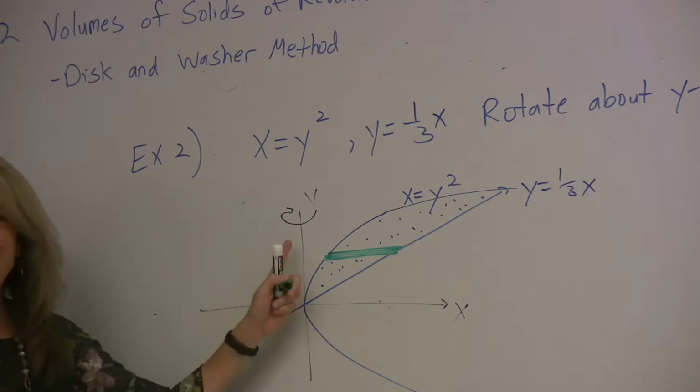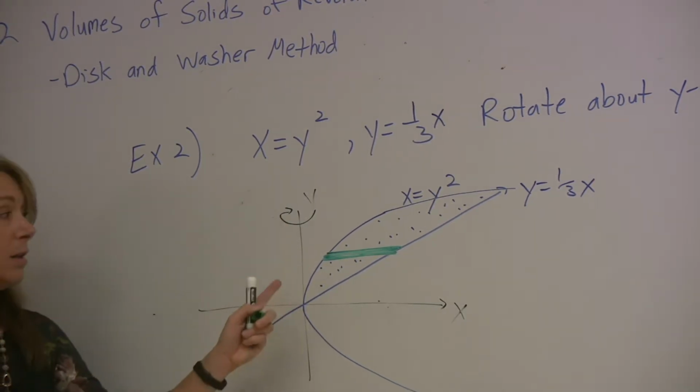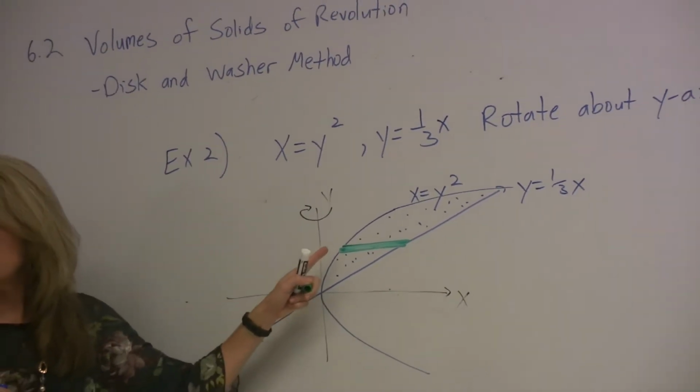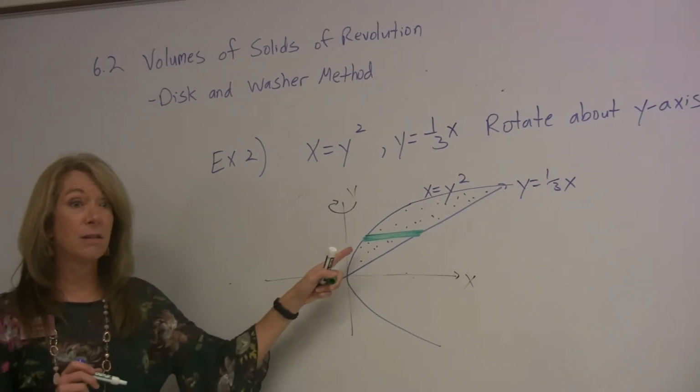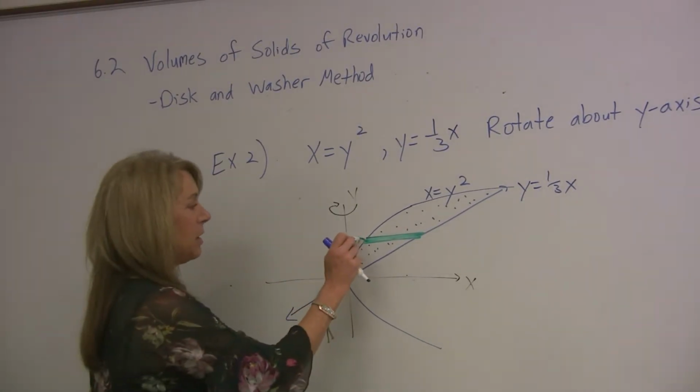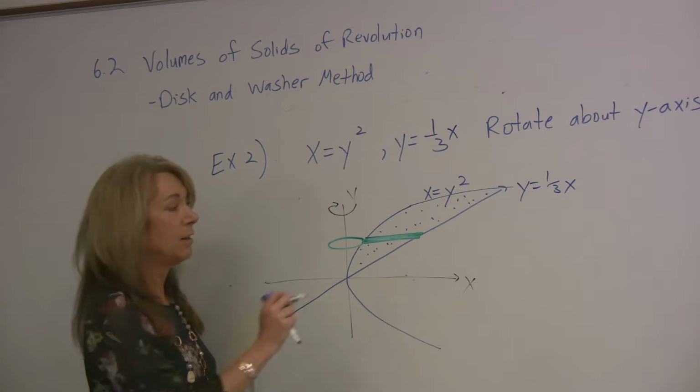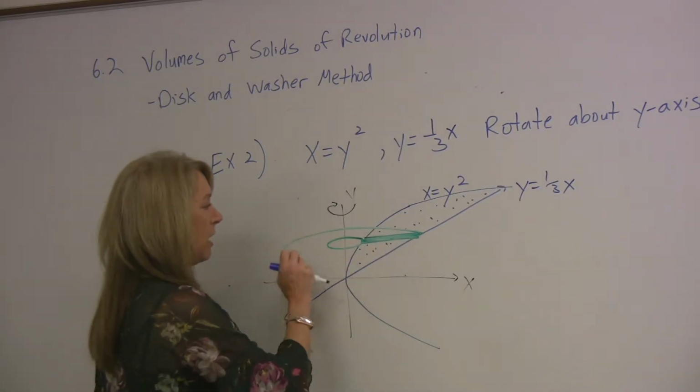You see the issue now, how it doesn't touch the axis? There's a gap right here. That's what tells you it's going to be a washer instead of a disc. Imagine that you're going to take this piece and rotate it. I like to draw a little circle here. And then you're going to take this piece and rotate it.